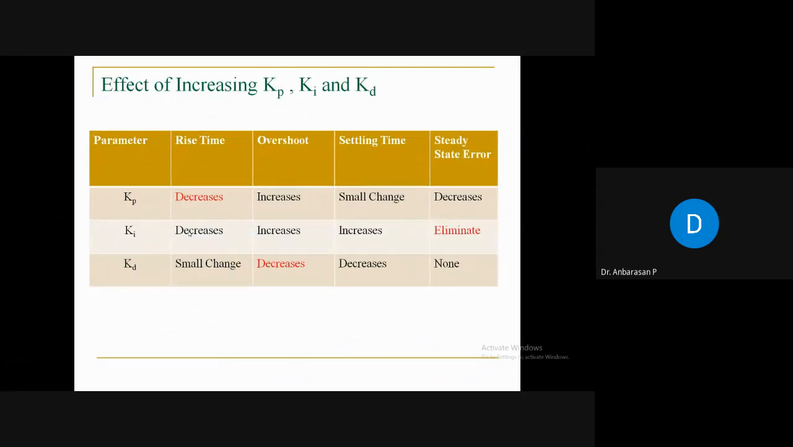Generally, if you use a proportional constant, the rise time decreases. The overshoot also increases. For settling time there will be a small change. Steady state error decreases. But the integral constant completely eliminates the steady state error, though there will be an increase in overshoot as well as settling time. But rise time decreases. For the derivative constant, mainly the overshoot decreases. Settling time also decreases. For rise time, a small change will be there. There is no change in the steady state error.